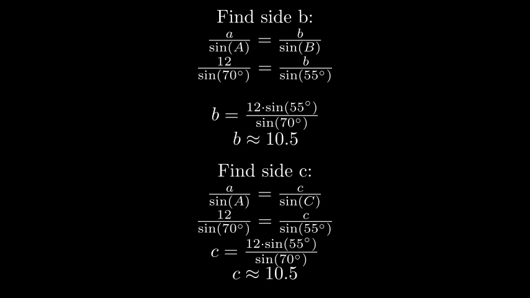Notice that angle B and angle C are both 55 degrees. In geometry, we know that if two angles in a triangle are equal, the sides opposite them are also equal. This confirms our result, that sides B and C are the same length.